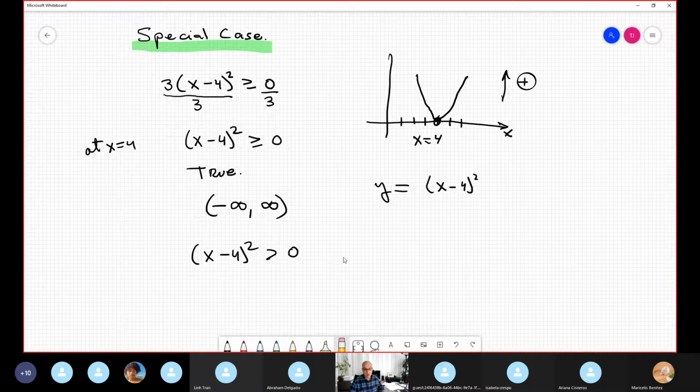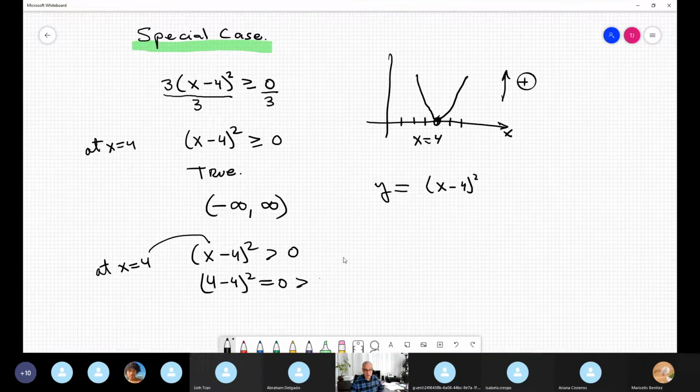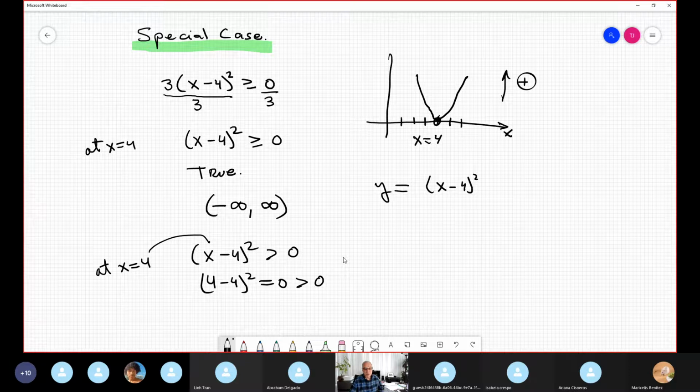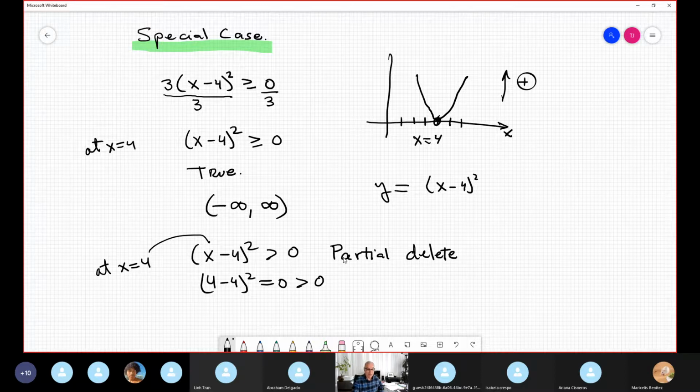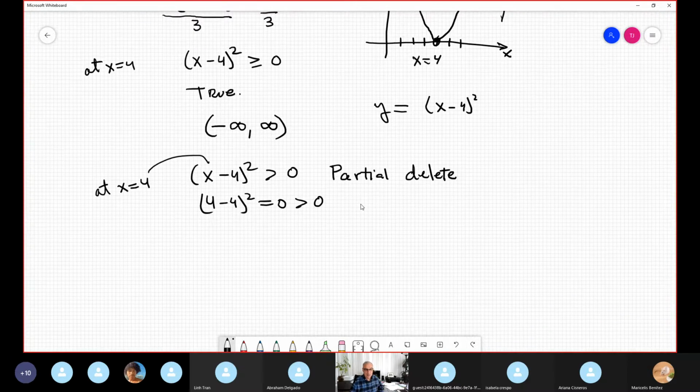No. Why no? Because at x equal 4, plugging in here, 4 minus 4 squared is 0, and 0 is not greater than 0. It's a contradiction. Then I don't understand anything. Delete or no delete? Well, delete or partial delete. This is partial delete. So in this case, if you want, you delete, but you introduce one restriction that x is not 4. Because at 4, I know what happens: it's 0. So what is the solution of this inequality, professor?